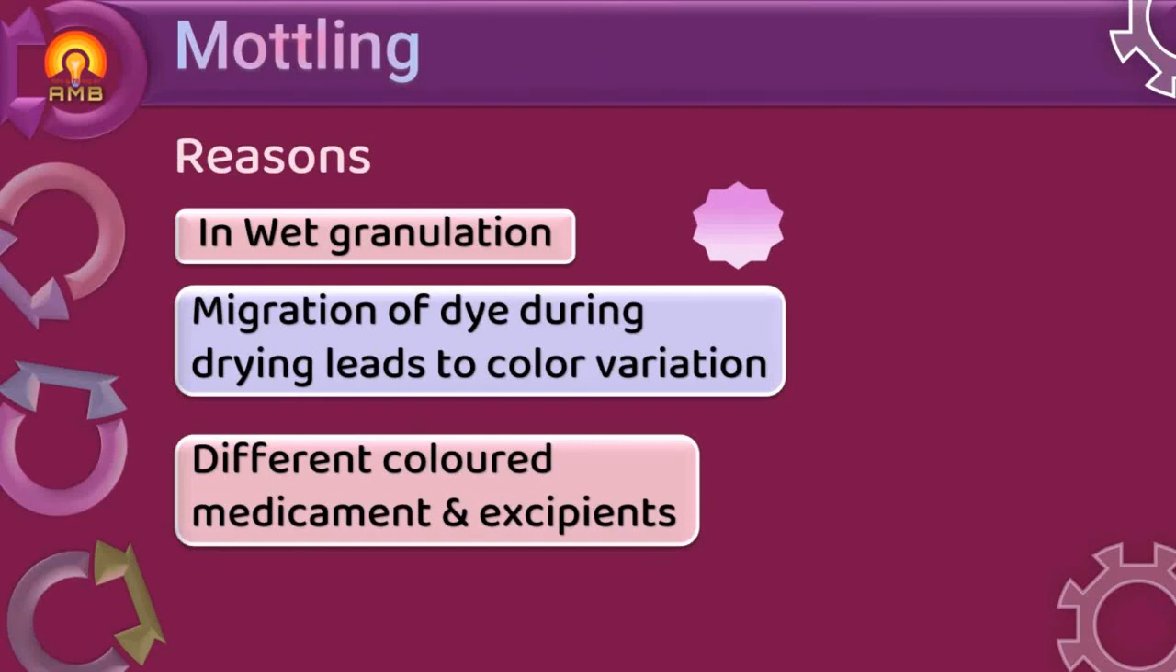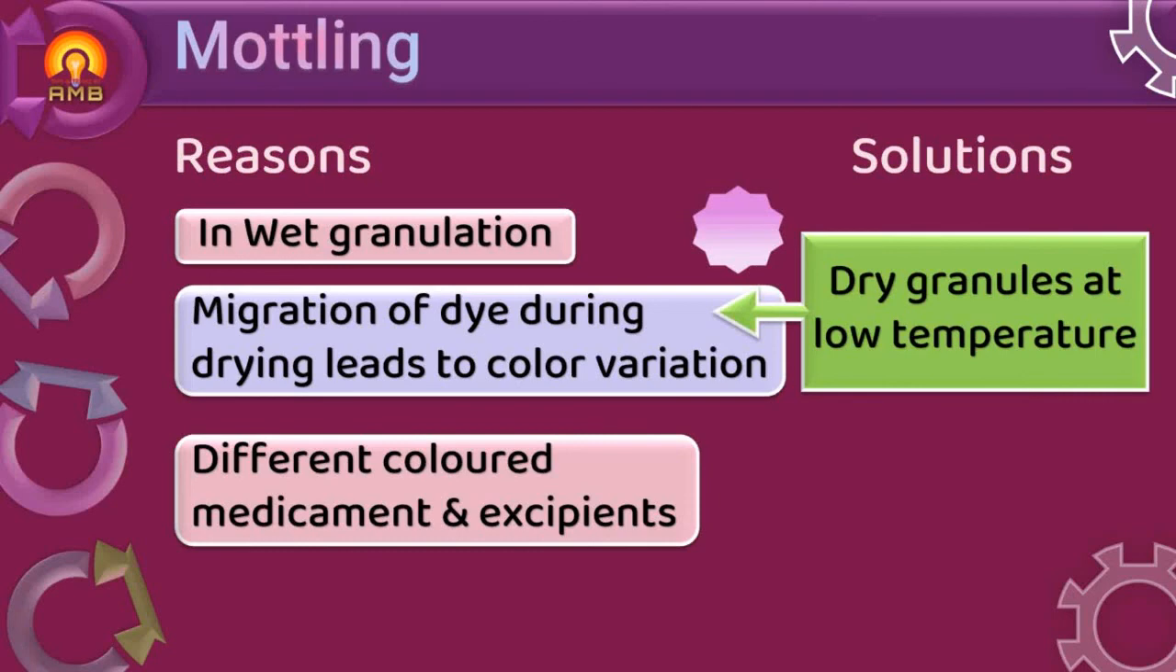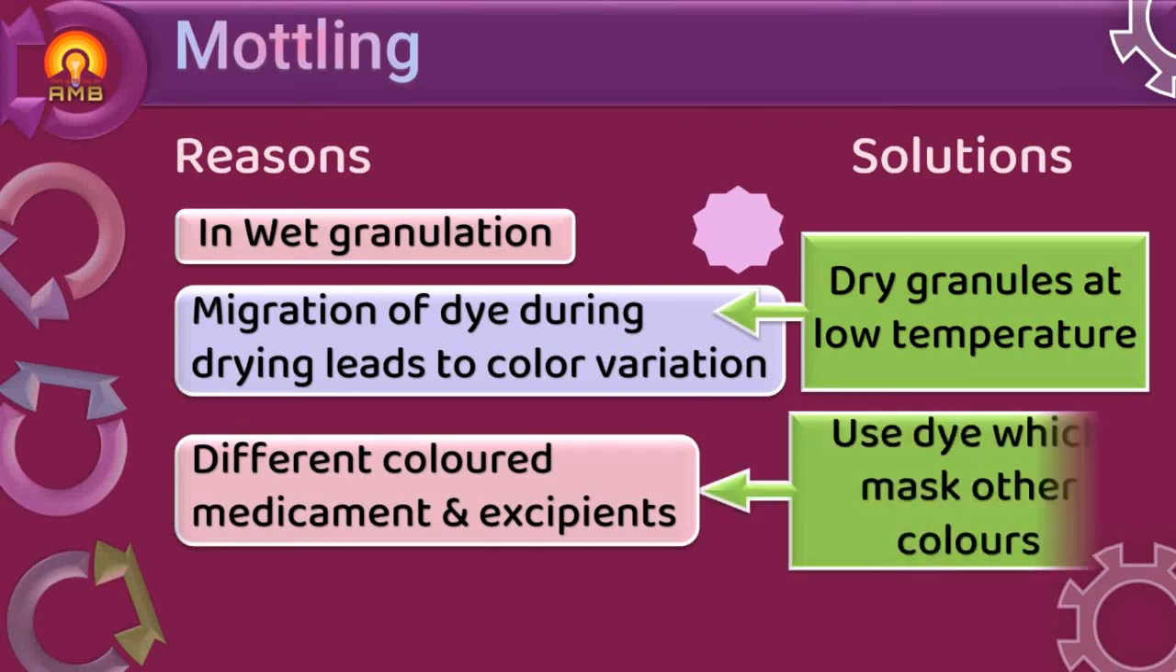Now let's discuss how mottling can be avoided. Mottling can be avoided by drying the granules at low temperature. We can prevent migration of color or dye in the granules, and thus we prevent mottling. If medicament and excipients are of different colors, we can use a dye which can mask the color of all these ingredients, and we can prevent mottling.